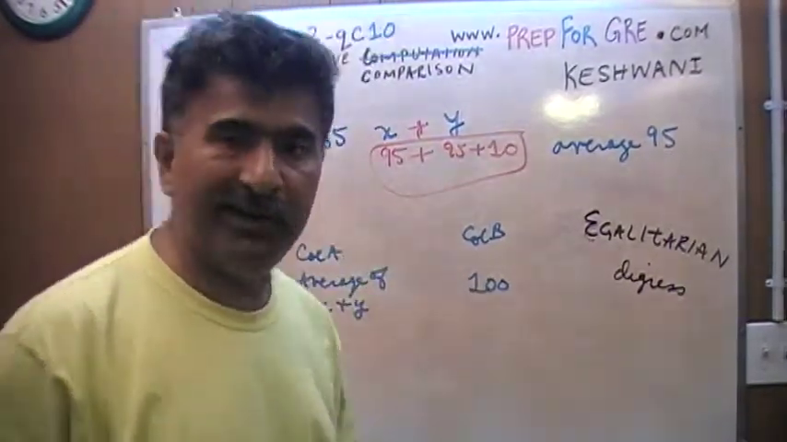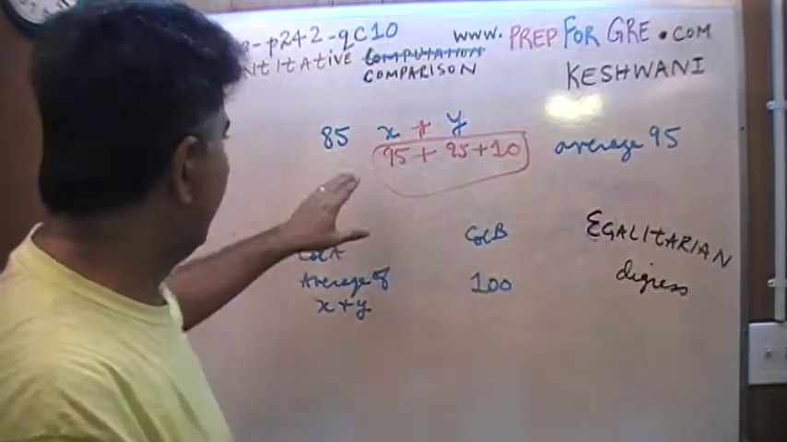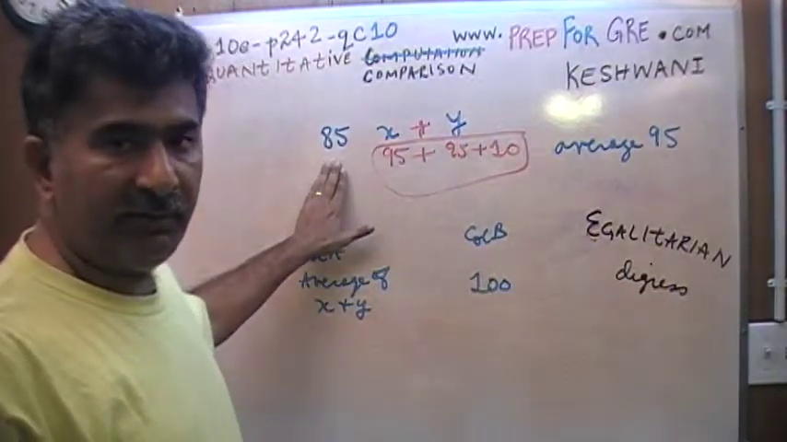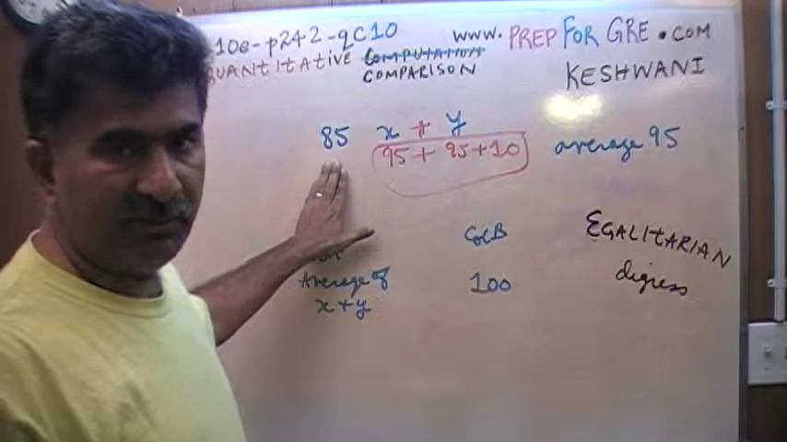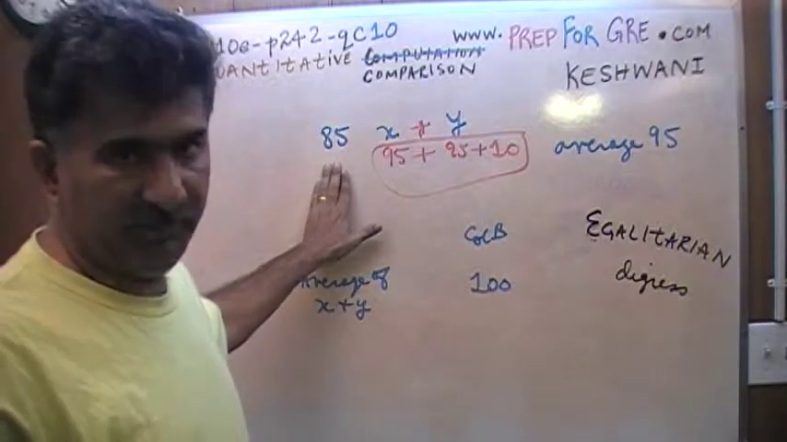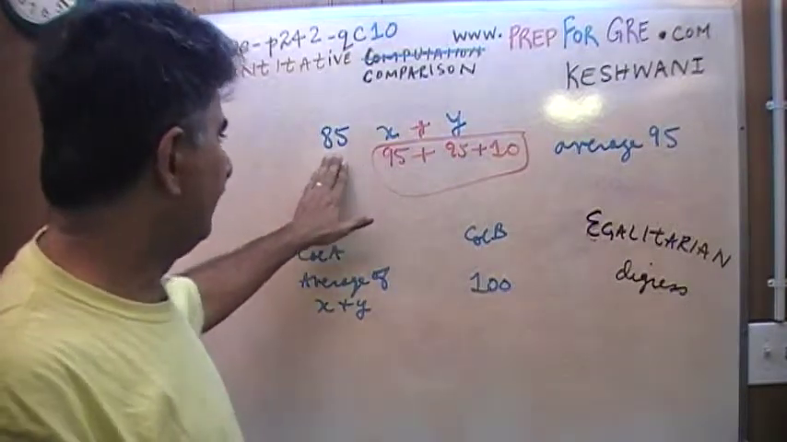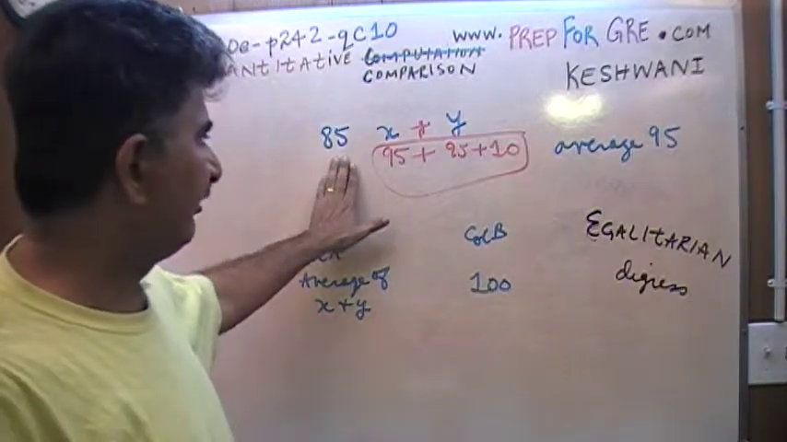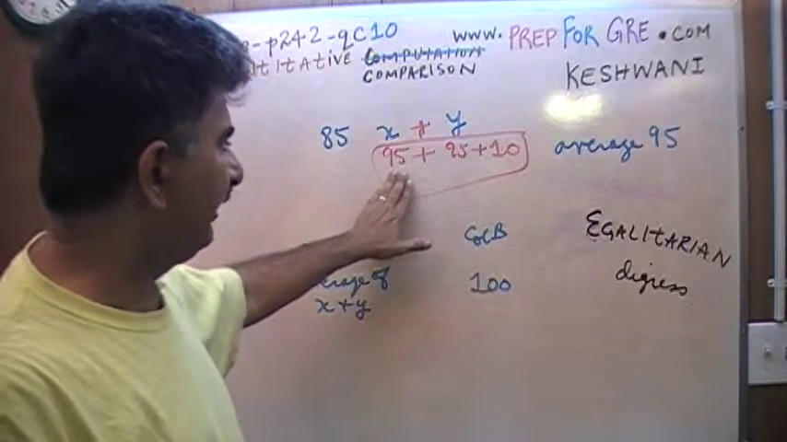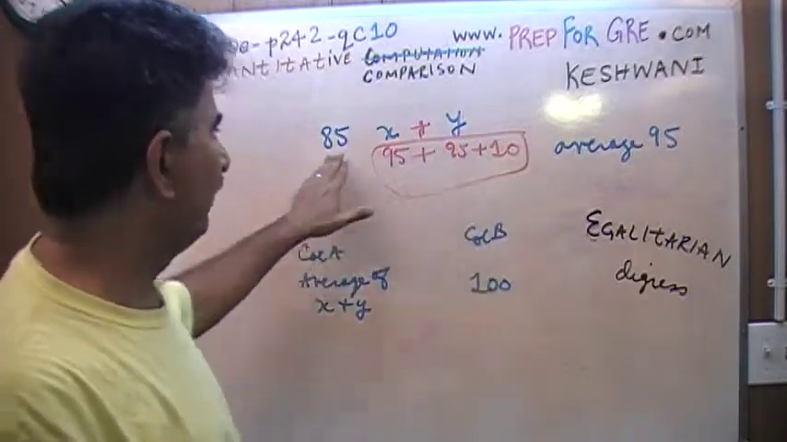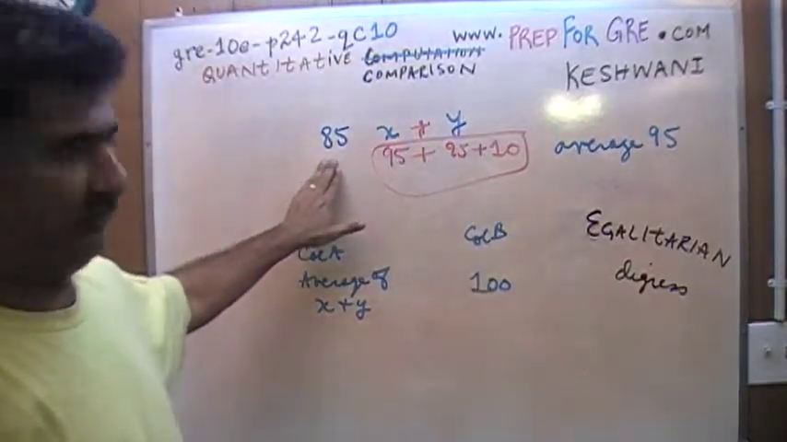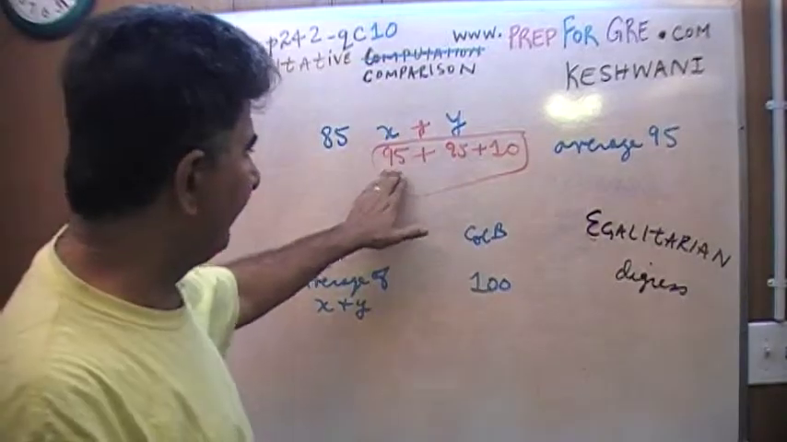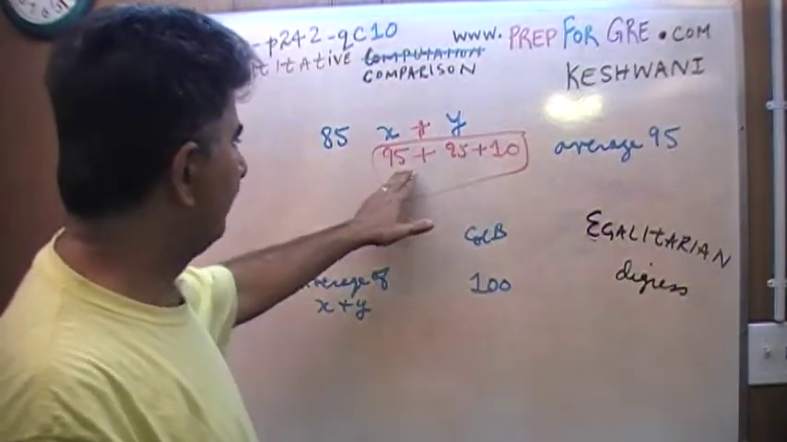So had we had egalitarian situations where on every single exam this student scored 95, then of course the average would have been 95. But we're told that he or she, whatever, it doesn't matter, scored 85 on the first exam, which tells me that the score on the other two had to be 95 plus 10 more to make up for the deficiency that we had in the first exam. So the sum of these two exams is 95 plus 10, which tells me that it is 200.